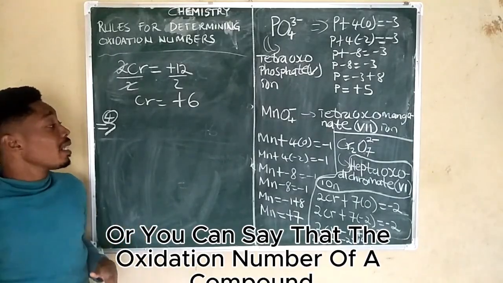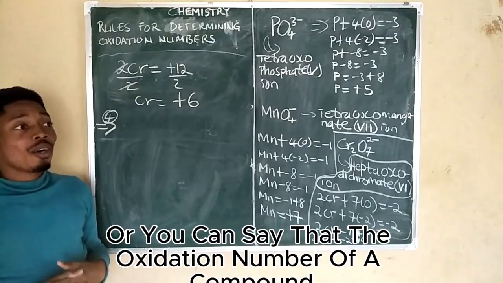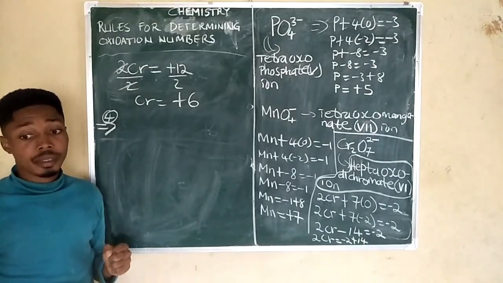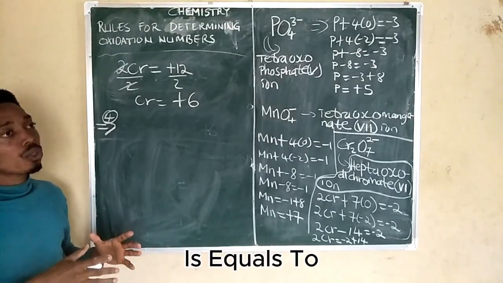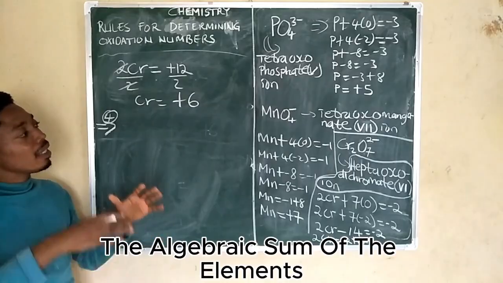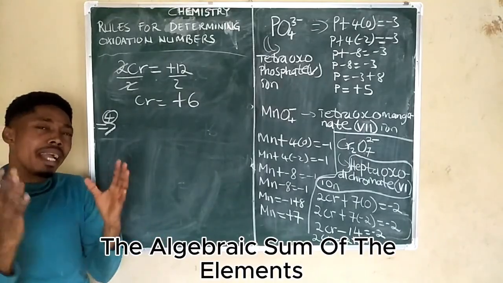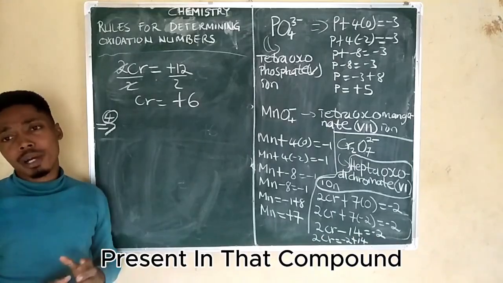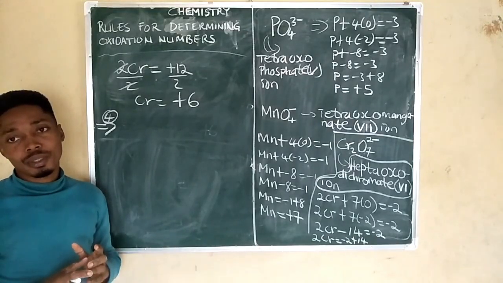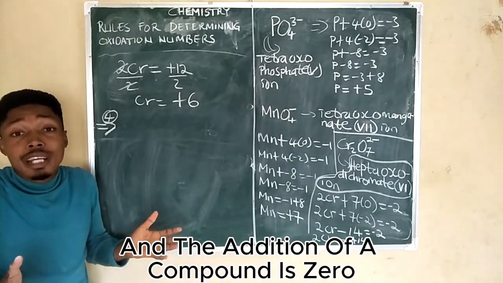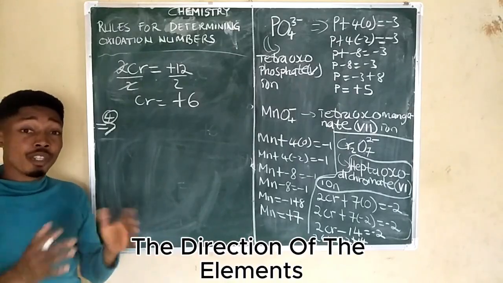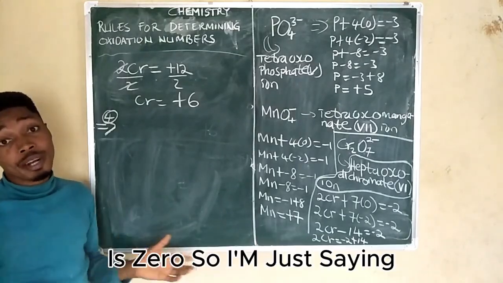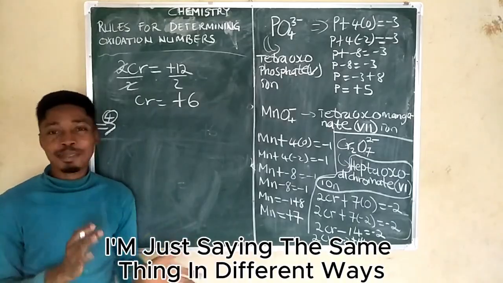Or you can say that the oxidation number of a compound is equal to the algebraic sum of the elements present in that compound. And the algebraic sum for a compound is 0. The algebraic sum of the oxidation numbers of the elements present in the compound is 0. So I'm not saying the same thing in different ways.